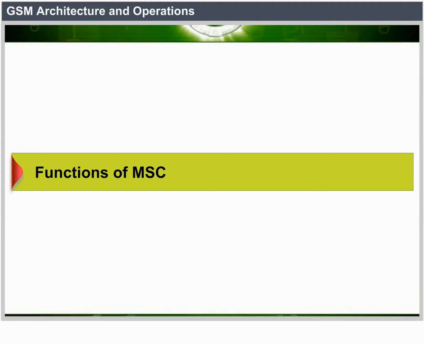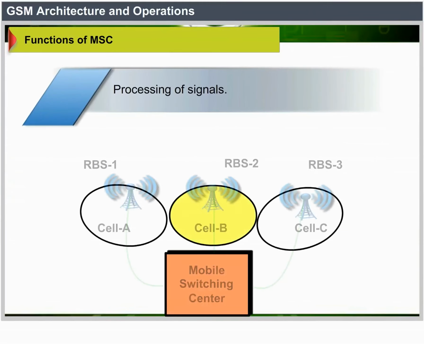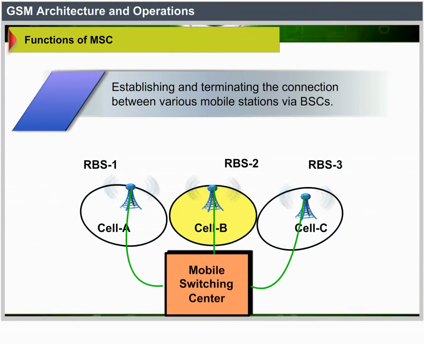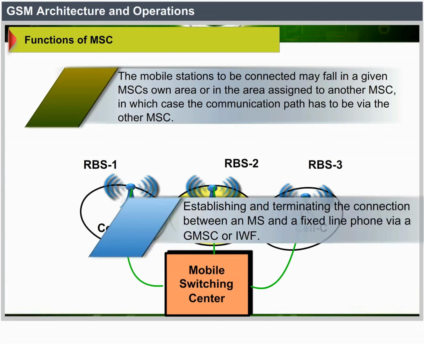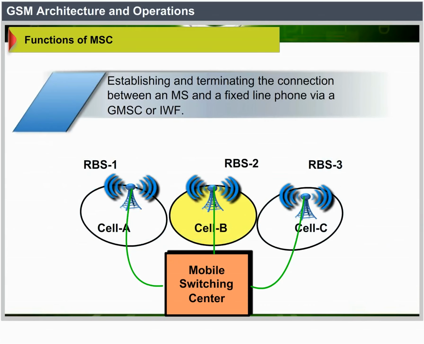Functions performed by an MSC. Processing of signals, establishing and terminating the connection between various mobile stations via BSCs. The mobile stations to be connected may fall in a given MSC's own area or in the area assigned to another MSC, in which case the communication path has to be via the other MSC. Establishing and terminating the connection between an MS and a fixed line phone via a GMSC or IWF.